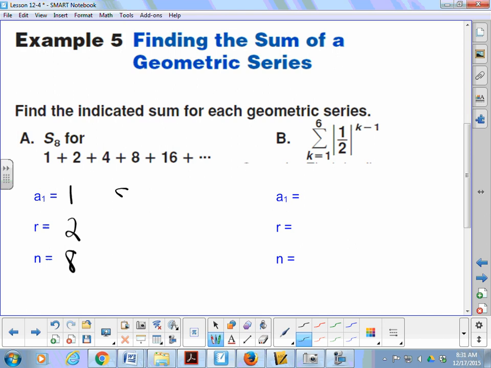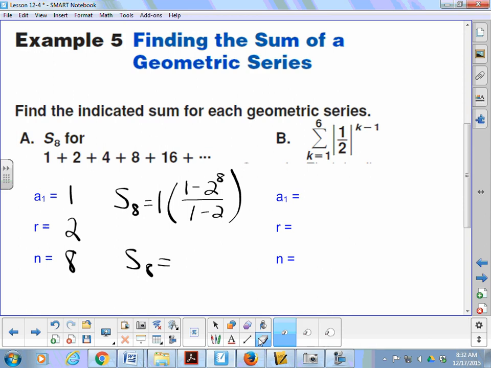So S sub 8 equals 1 times 1 minus 2 to the 8th power over 1 minus 2. And this is okay because the numerator is going to be negative and the denominator is going to be negative, and the negative divided by negative is positive. So all you got to do is plug that in your calculator and it will give you the correct answer.